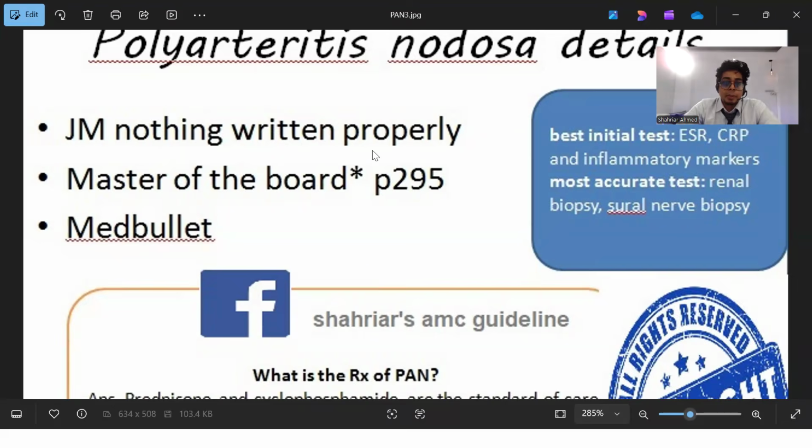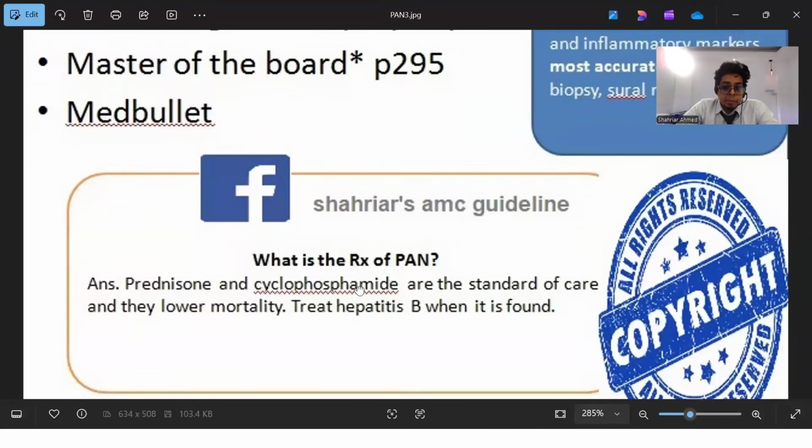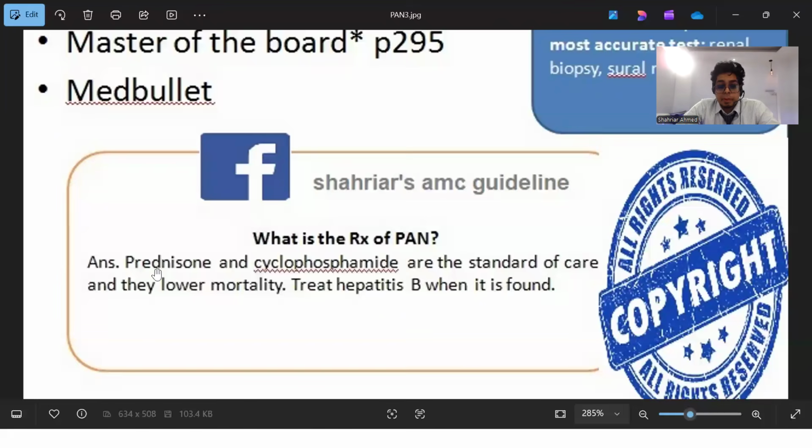Clear, everyone? Other than arthritis, multisystem involvement and hepatitis are special terms. So for treatment of polyarteritis nodosa, because it is multisystem, eventually prednisolone and cyclophosphamide, and treat the cause, like hepatitis B, if it is found.